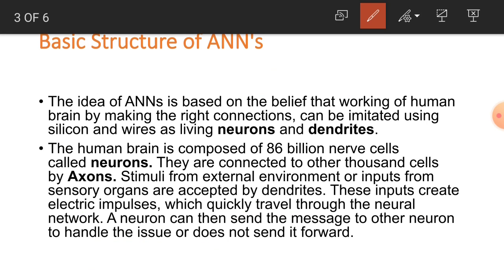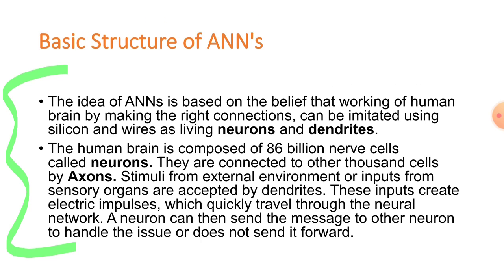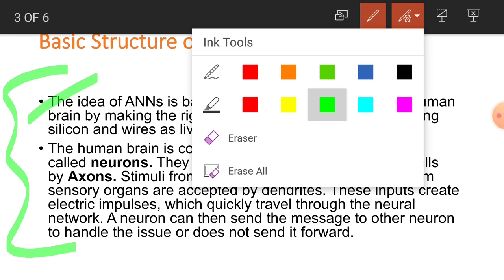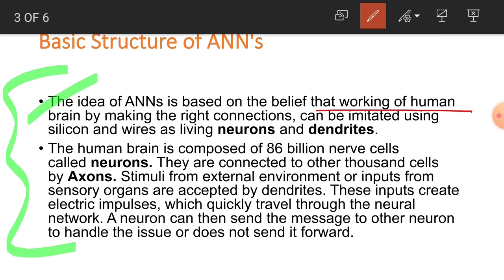So you can see the basic structure of this ANN involves these ideas. The first idea of the ANN is based on the belief that the working of the human brain, by making the right connections, can be imitated using silicon and wires as living neurons and dendrites.